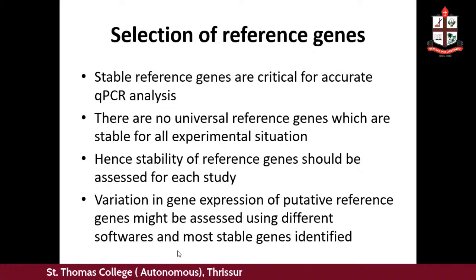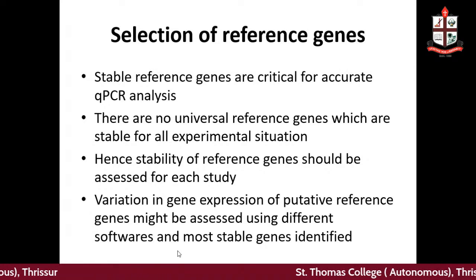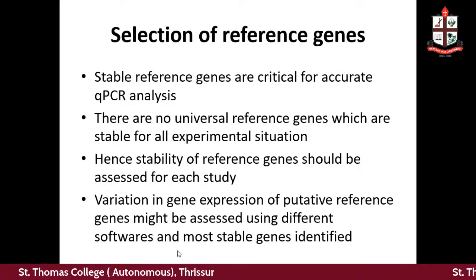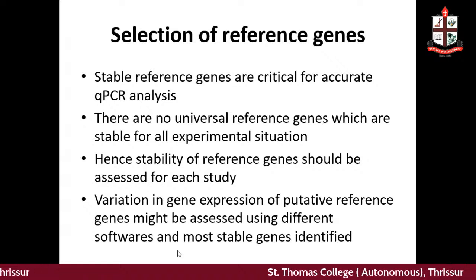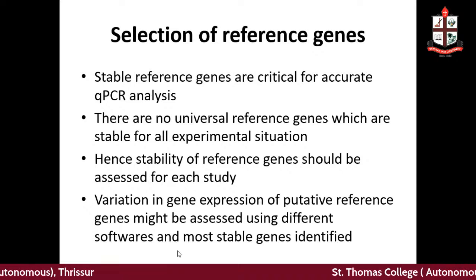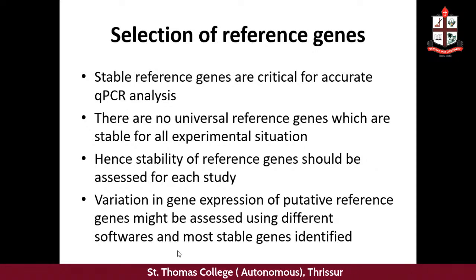So when you select your reference gene, you can search literature whether there are prior works similar to your work. If there are prior works, and if they have identified some stable reference gene, then you can blindly take those reference genes. If such data is not available, then you have to actually do an analysis with different possible reference genes, and then you have to do an analysis to identify which one is stable in your sample.